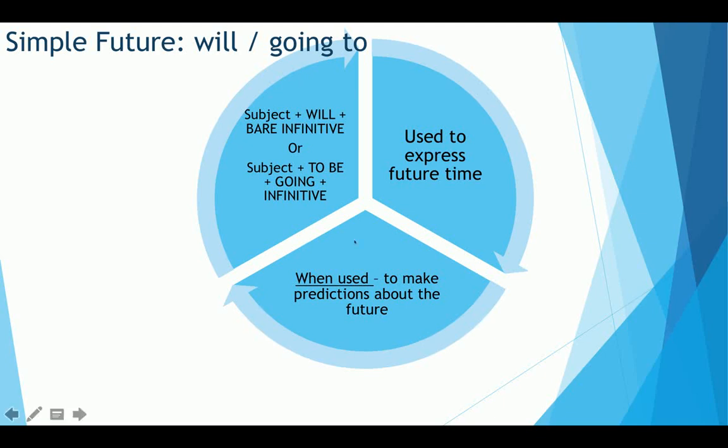The form to use will is the subject plus will plus bare infinitive, that would be the action you have. And to use going to, you have a subject, the verb to be, which would be am, is, or are, plus going, plus infinitive. They're both used to express future time, and they're used to make predictions about the future.